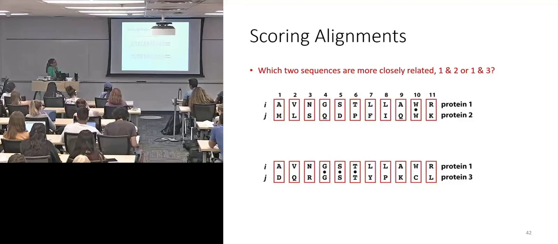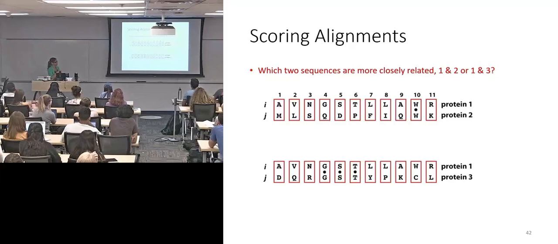Which two sequences are more closely related, protein 1 and 2 or protein 1 and 3? Before doing anything, what do you think the answer is just by looking at them alone? And why? Who thinks 1 and 2 are more closely related? How about 1 and 3? Great, I would too. Spoilers, we're wrong.